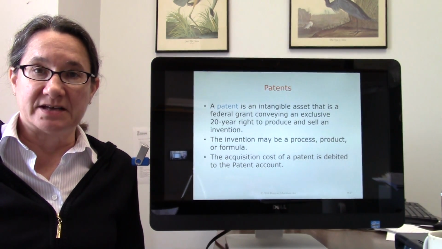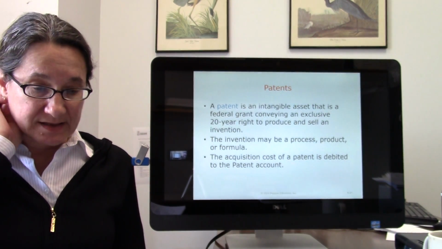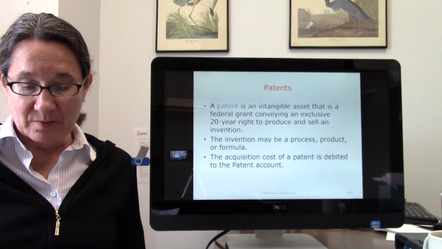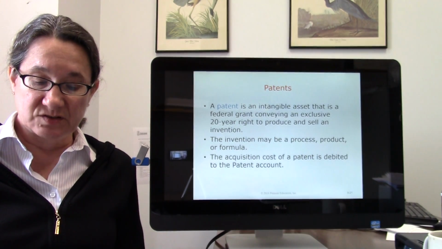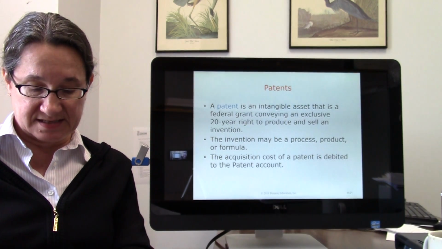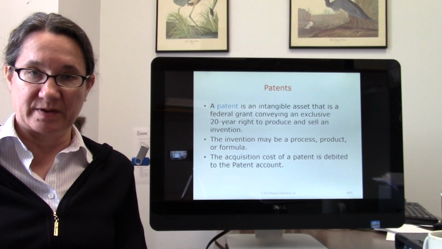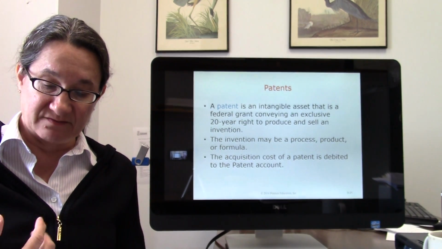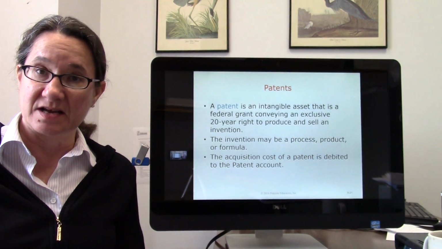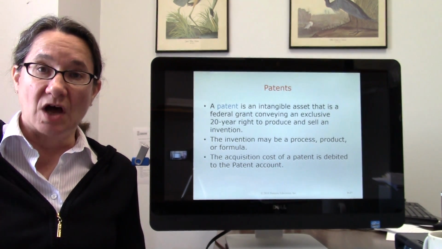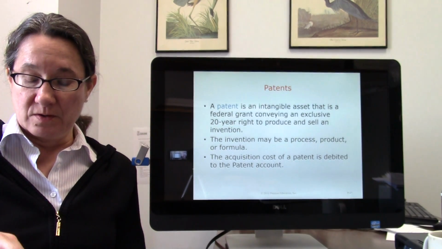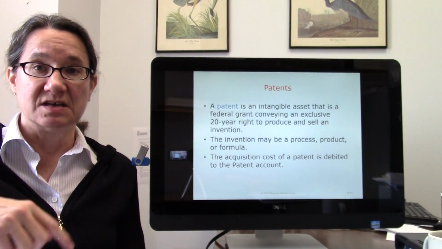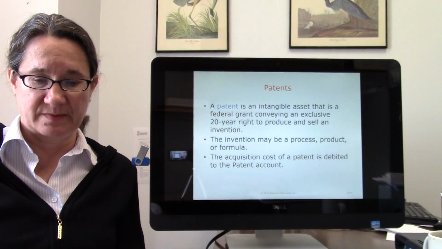What kind of intangibles are there? Well, there's patents. A patent is an intangible asset that is a federal government grant conveying an exclusive 20-year right to produce and sell a process, product, or formula. So, when you think of something that a person has invented or come up with, like a new medicine, a new software, a new machine, you get a patent on it and nobody else can produce it for 20 years. So you have the rights to that. So that's valuable. That's worth something.